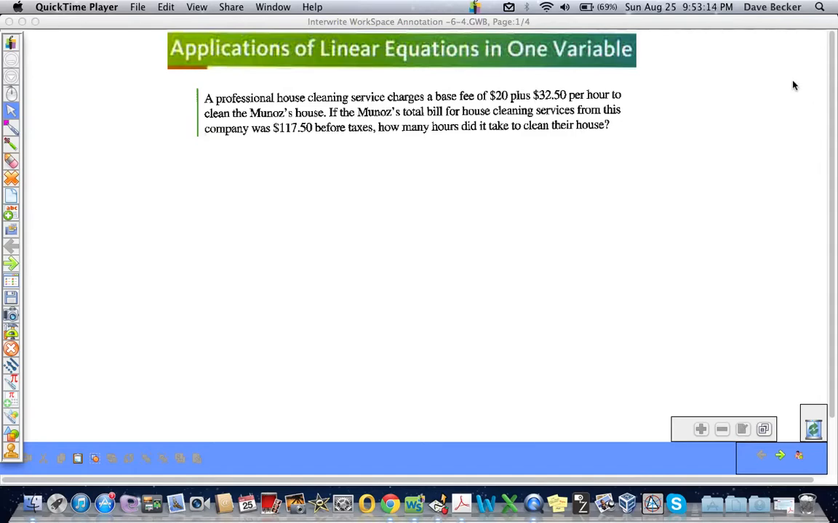We are going to be applying our knowledge of linear equations to solve problems, and I've got 4 examples, I think, for you. Let's get going.